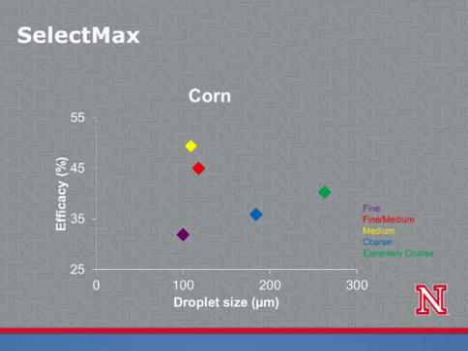On this last data slide that we have, SelectMax. SelectMax is an ACCase inhibitor and is used for control of grass species in broadleaf crops. This particular product is not going to have any activity on broadleaf species, but it will have good activity on our grass species. The data that we're showing here on this particular slide is representative of volunteer corn, and you can see that just like the Reflex, we're going to have a very wide difference in droplet sizes in terms of efficacy. The fine droplets giving us very low control, as well as the coarse droplets giving us lower control. And that fine to medium size spray droplet giving us the greatest control of this particular product.